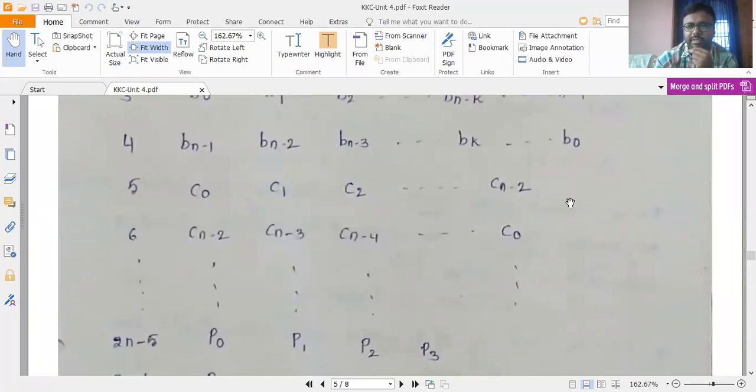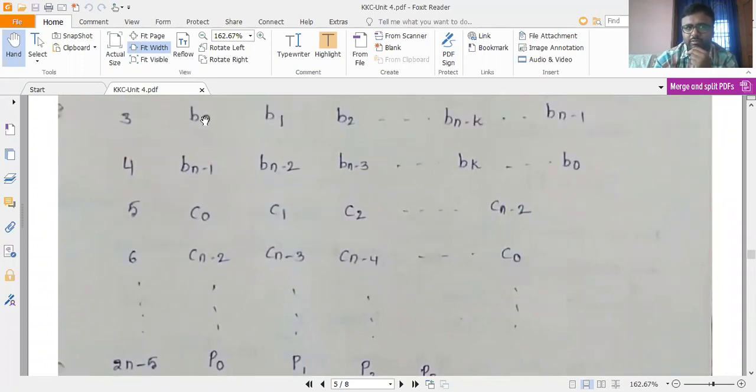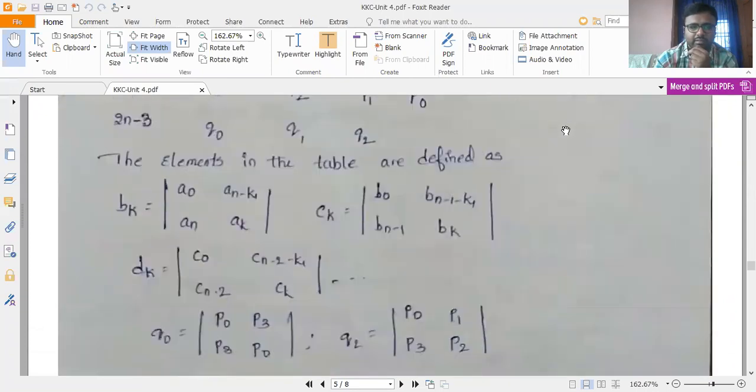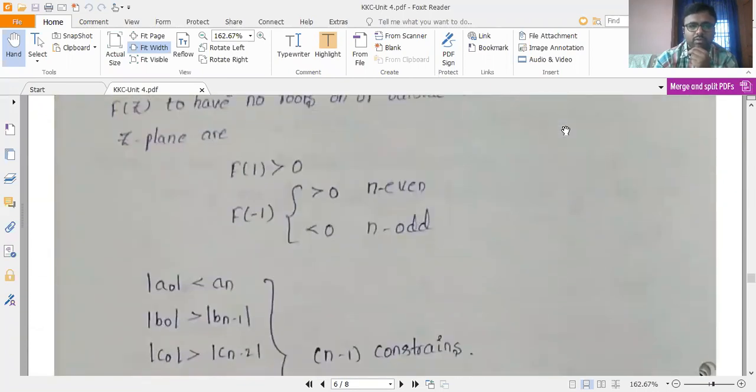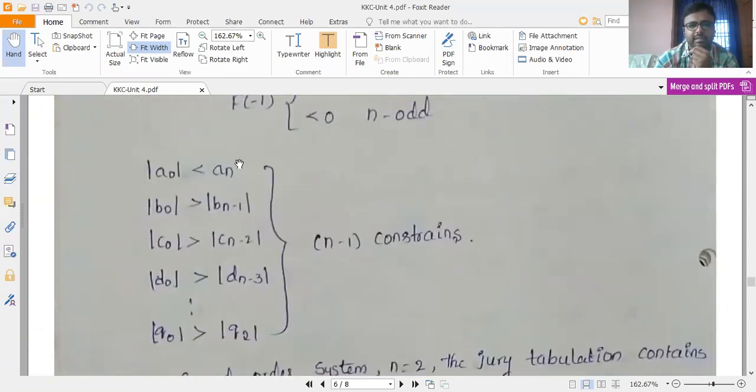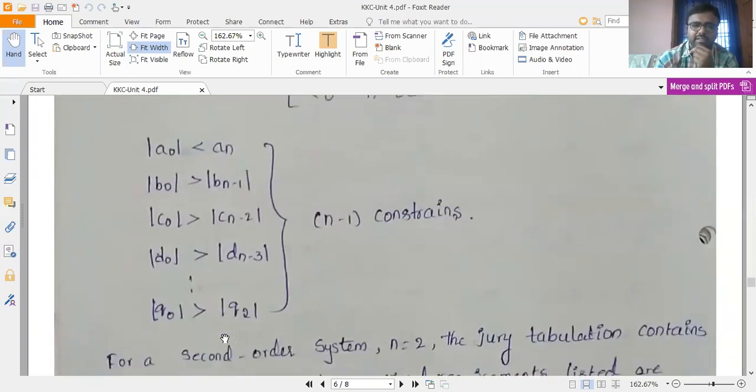That means B naught value should be more when compared with Bn minus 1. Okay, so only a naught should be less than an, and the remaining values have to be more than the ending value.